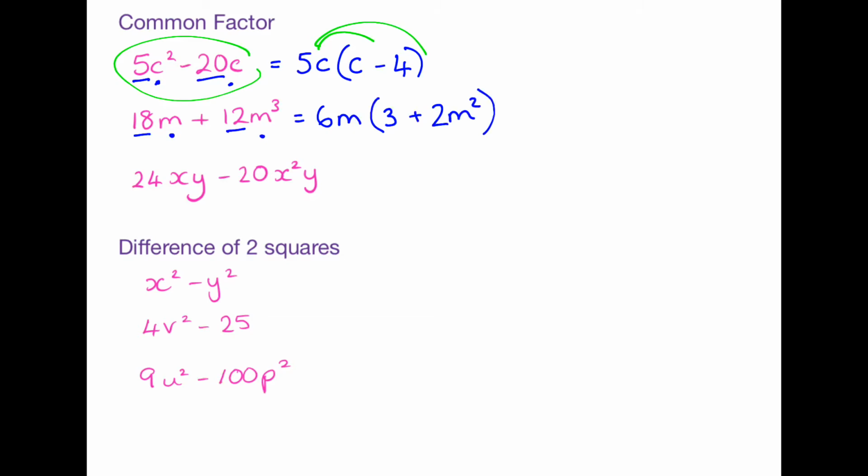Okay, you can always check these by multiplying out again. 6M times 3 is 18M, so we've got that. And 6M times 2M squared is 12M cubed, so we've got that as well.